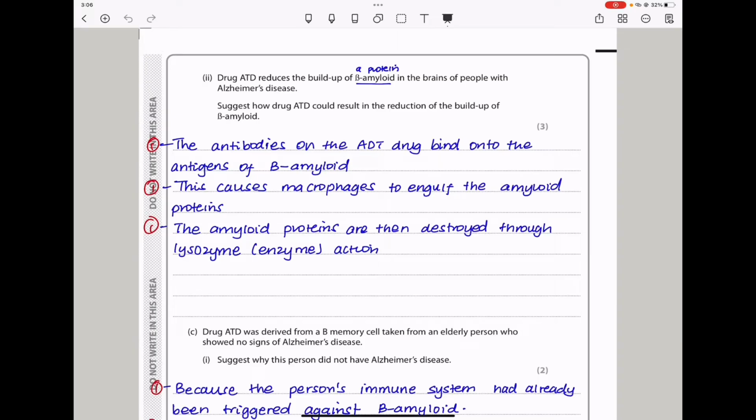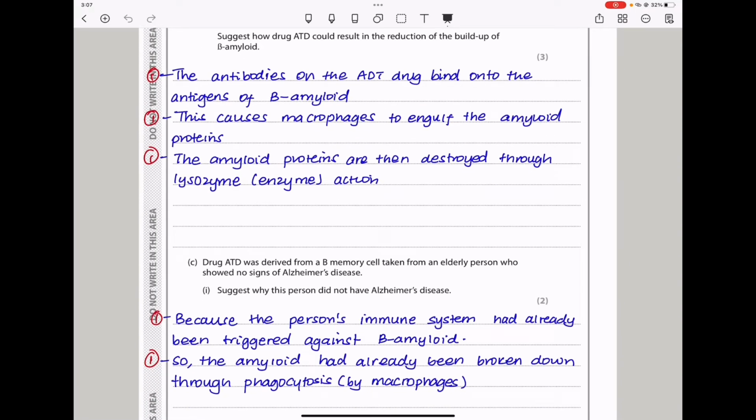So here they say, drug ATD reduces the buildup of beta amyloid in the brains of people with Alzheimer's disease. Suggest how drug ATD could result in the reduction of the buildup of beta amyloid. Antibodies can cause agglutination. So these antibodies on the ATD drug will bind onto antigens of the beta amyloid, and this is going to cause macrophages to engulf the amyloid proteins. Due to the agglutination, macrophages are going to engulf them in large numbers. Then the amyloid proteins are destroyed through lysosome action as the macrophages release lytic enzymes.